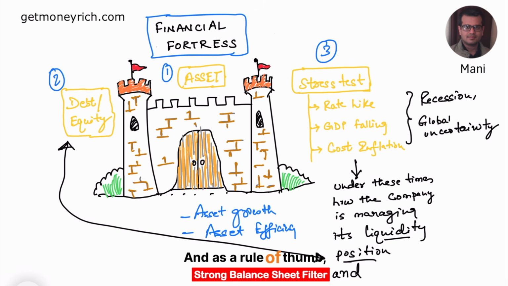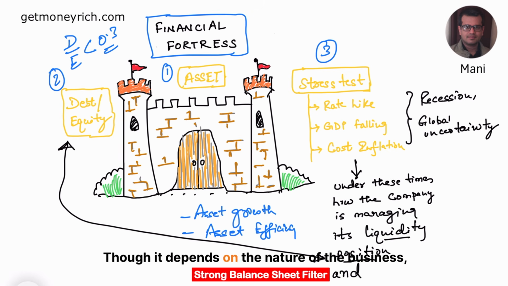And as a rule of thumb, a debt to equity ratio below 0.3, I find it very optimum. Though it depends on the nature of the business, but the thumb rule is if the debt equity ratio is below 0.3, it makes me comfortable in investing in that business.